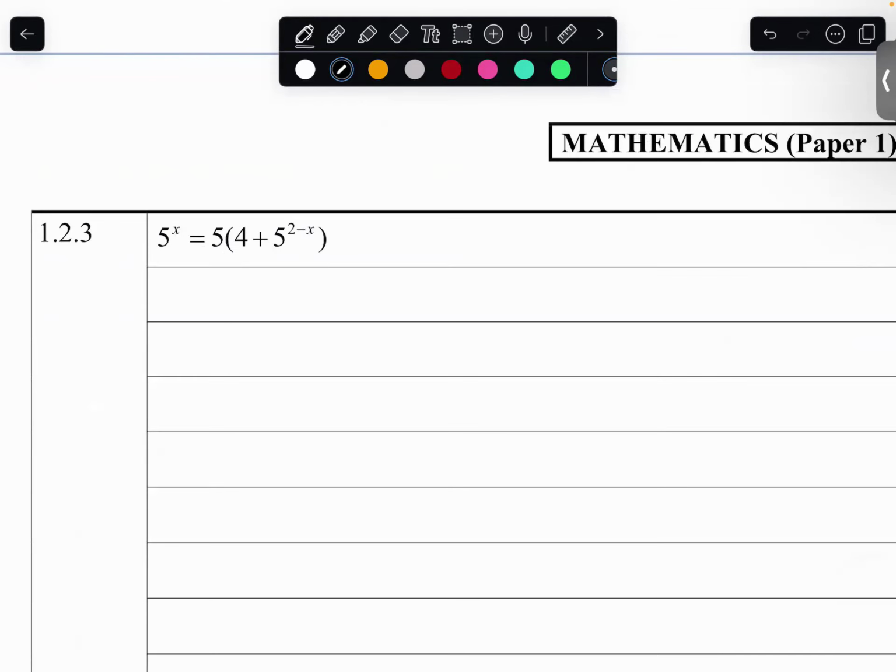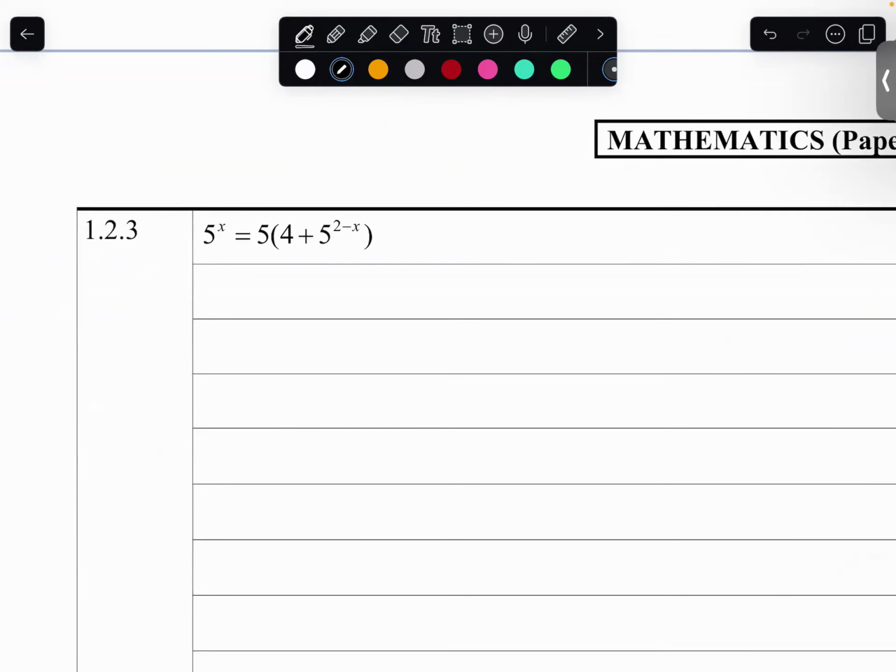Okay. This one is K method. Whenever you see a prime number or any number raised to an x, most of the time you use the K method. But the K method you can't use unless you have your 5 to the x's alone. So currently this is a combination of two different bases. So what we're going to do is we're going to have 5 to the x is equal to 5, distribute in.